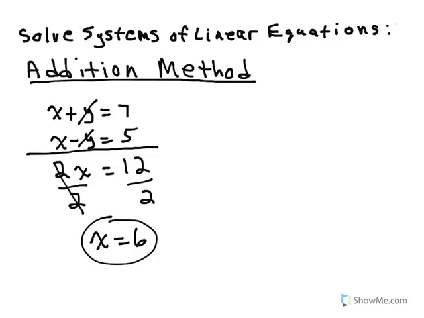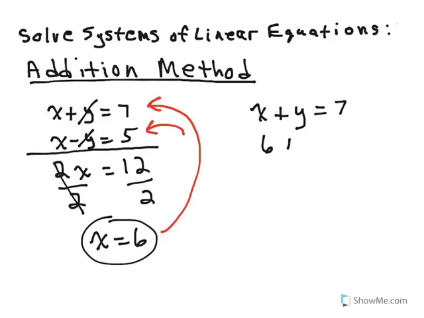Now let's solve for x by dividing both sides of the equal sign by 2, and we get x equals 6. Now that we know what x is, we can plug it back into either one of the original equations. It does not matter which one, just pick one. I am going to use the first equation, and I am going to replace the x with a 6, and then solve for y. 6 plus y equals 7, so I'm going to subtract 6 from both sides of the equal sign, and that gives me y equals 1.